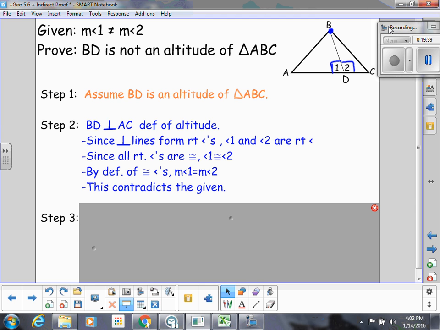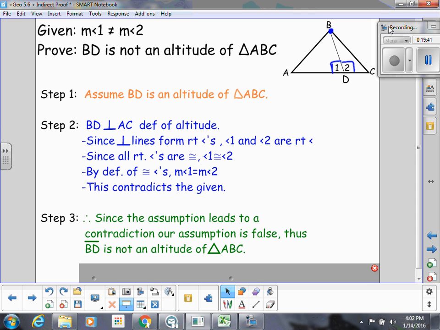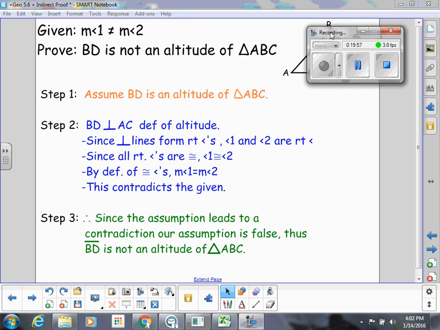All right, so then our last step, you just say, okay, since the assumption leads to a contradiction, our assumption is false, and therefore BD is not an altitude of that triangle. All right, so we will be doing a lot more practice with indirect proofs in class.